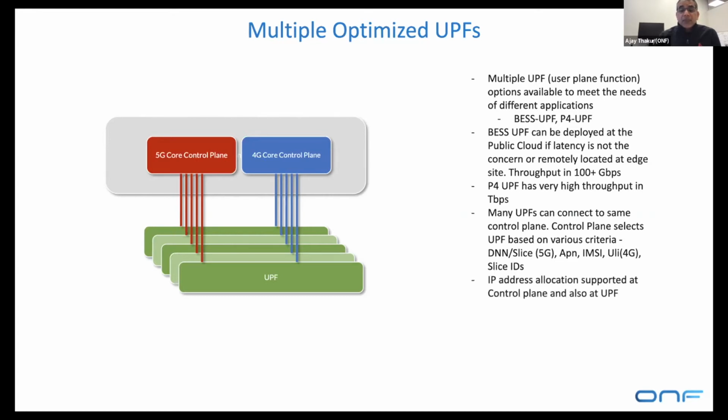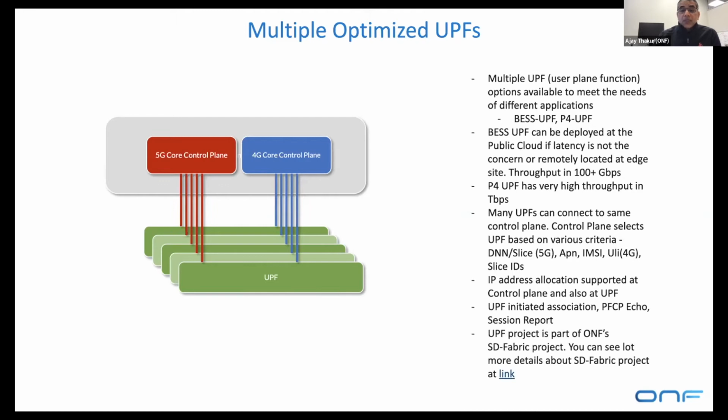We do have IP address allocation supported at both the control plane as well as at the UPF. Then miscellaneous features like doing the PFCP path health check using the PFCP echo. Then we have UPF initiated associations. We have UPF initiated session reports, to send the reports about the downlink data. So all these features are available. So there are a lot more things.